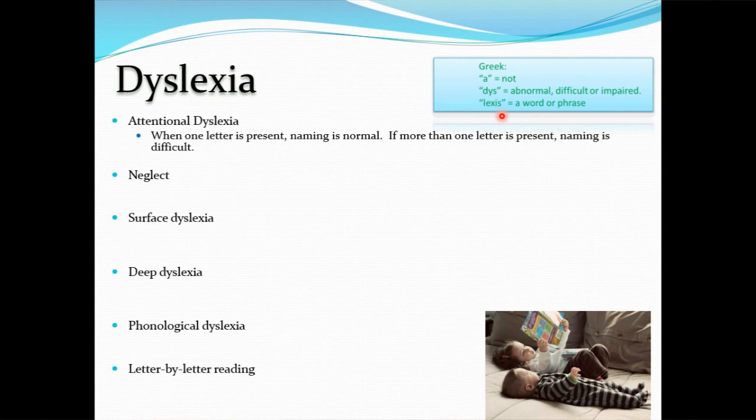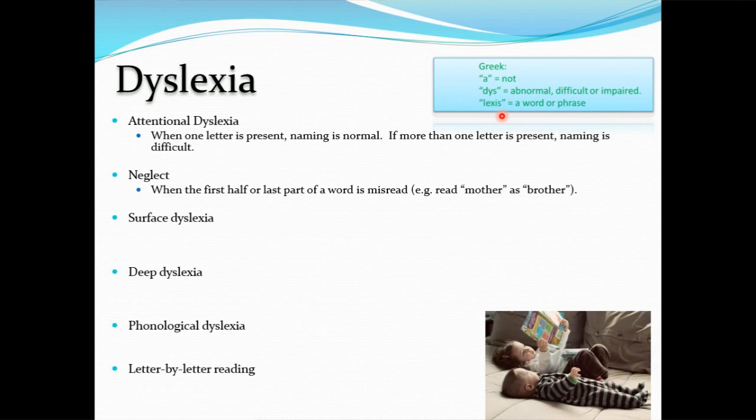You get an attentional dyslexia, where when one letter is present, naming is normal. But if more than one letter is present, naming is difficult. So the person can recognize letters individually in words, but he can't put it all together because he can't pay attention to the whole word, only attention to one letter at a time. That's attentional dyslexia. Then you get an aspect of neglect.